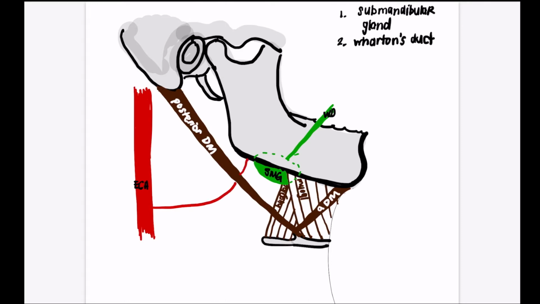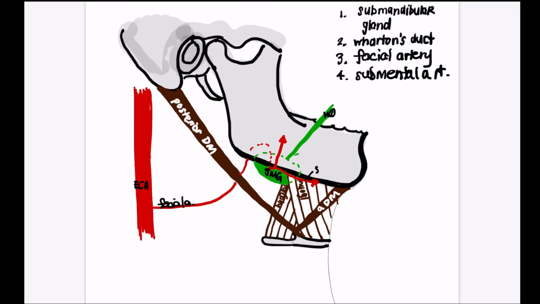It comes from the external carotid artery and it goes behind the mandible. Then it goes laterally to the inferior border of the mandible in close relation to the submandibular gland, for which it supplies it. And as you can see, it has two important branches: the one that goes up supplying parts of the face, and another branch, which is the submental artery. This one is the submental artery.